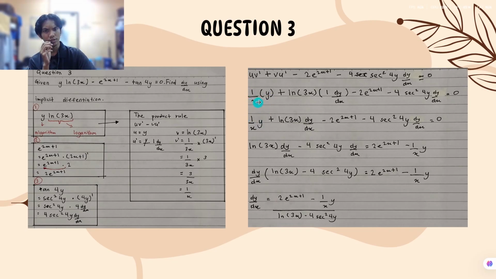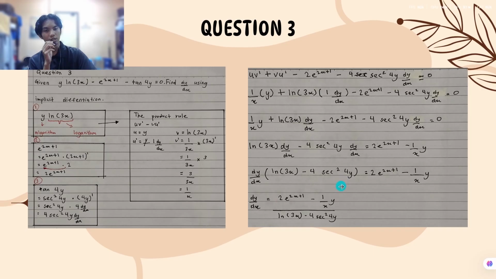Then we multiply u with v with u prime to get this one. And then we separate the dy/dx term to the left and the other terms to the right, like ln 3x dy/dx, dy over dx, and so on. After that, we factorize dy/dx. So we get ln 3x minus 4 sec square for y.